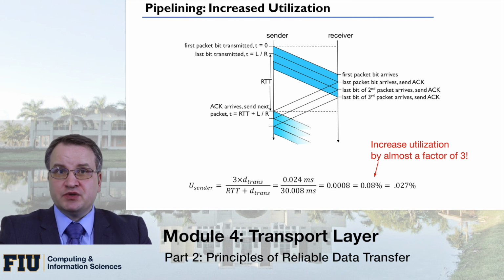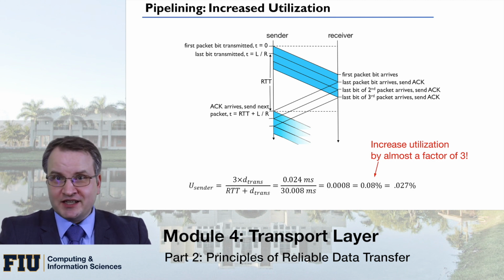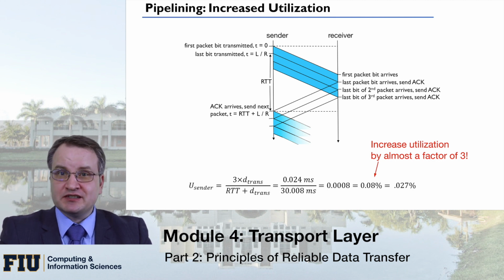And with pipelining, you can really increase the utilization. And depending on what pipeline size you pick, so for example, if I pick the same example, but instead of sending one packet, I have a pipeline of 3 packets, we can significantly boost the performance. So instead of 0.027, now it's 3 times more. It's 0.08%. Not great in this specific example, but it's at least 3 times more than what we had before.